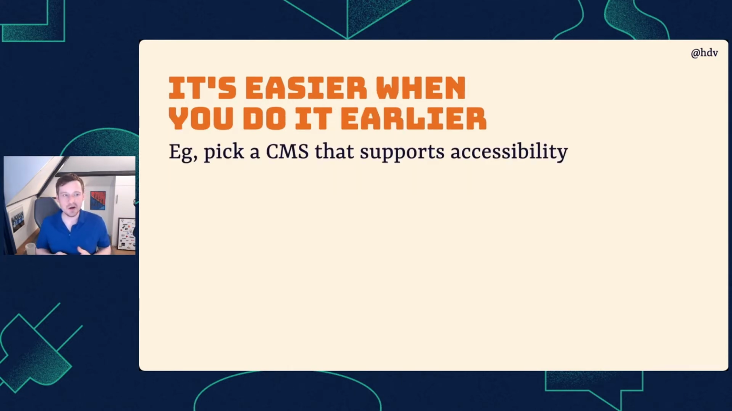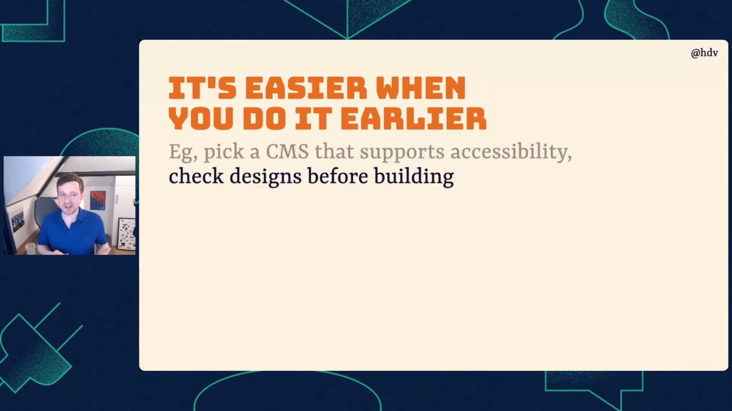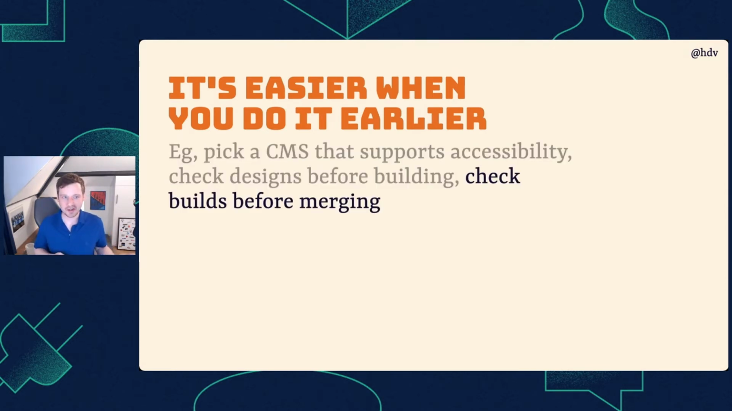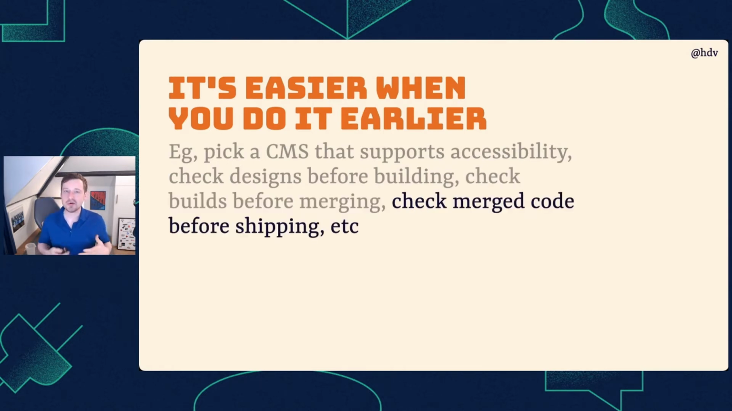It's easier when you do it earlier if you pick a CMS that supports accessibility, if you check your designs before building them, if you check your builds before merging them, and also if you check the merged code before shipping it. Lots of ways to do stuff earlier and to bring the accessibility earlier on. Now, what does that look like in Sanity? Because we're at the Sanity Meetup, right?